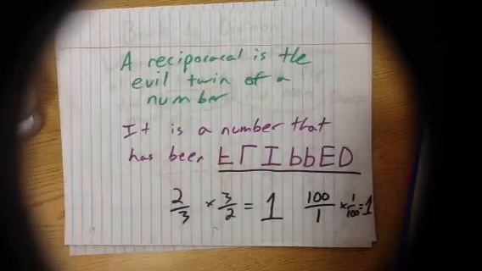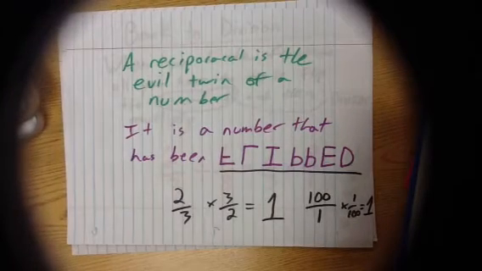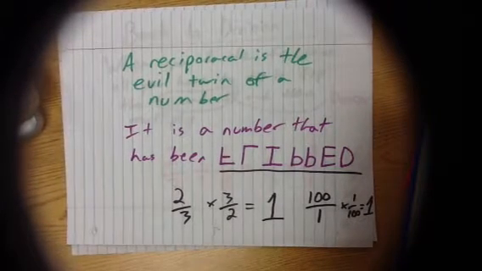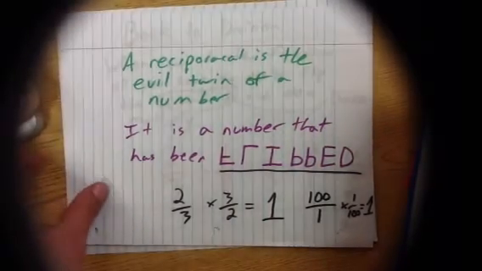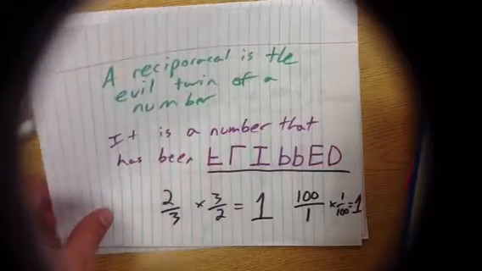Reciprocal is the evil twin of a number. It is a number that has been flipped, flipped backwards, by the way, or upside down. 2/3 times 3/2 equals 1. 100/1 times 1/100 equals 1.